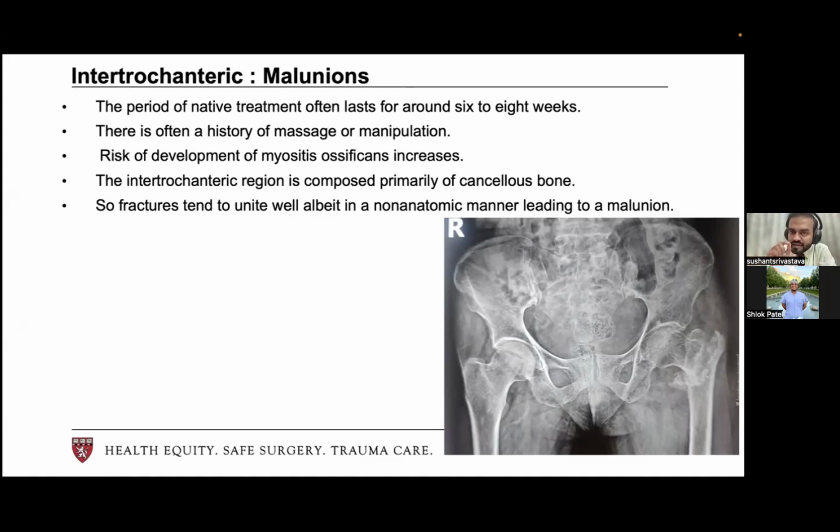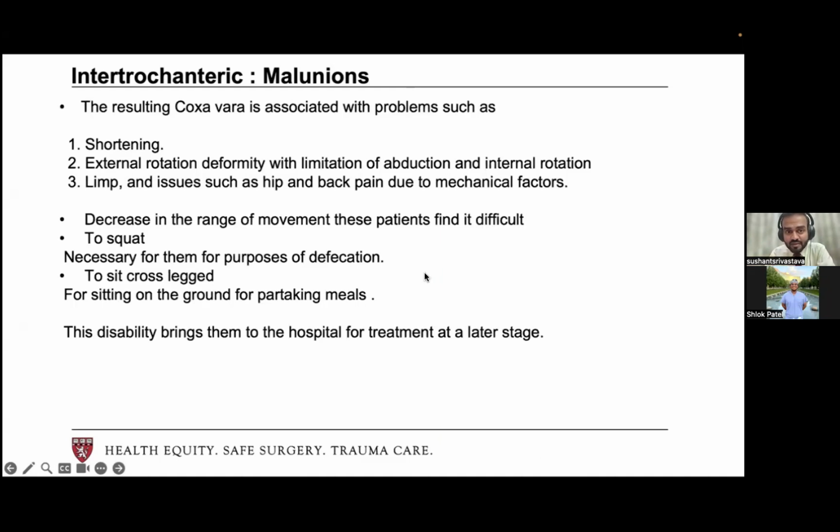The intertrochanteric region is composed primarily of cancellous bone. So the fracture tends to unite well, albeit in a non-anatomic manner, leading to a malunion. If you see this fracture here, there is some callus formation in the medial part. The lateral part is opened up, and the patient was walking when he came to us.